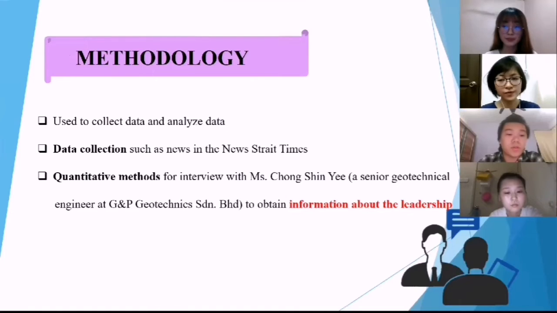I'm going to talk about the methodology. The methodology is what is used to collect and analyze data. The first one is data collection, such as news from the Straits Times. The second is a qualitative method, an interview with Ms. Song Xingyi, to obtain information about leadership. Next.